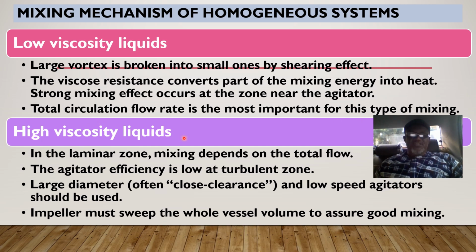Now, for high viscosity liquids, in the laminar zone, mixing depends on total flow. The agitator efficiency is low at the turbulent zone. Large diameter, often close clearance, and low speed agitators should be used. The impeller must sweep the whole vessel volume to ensure good mixing.